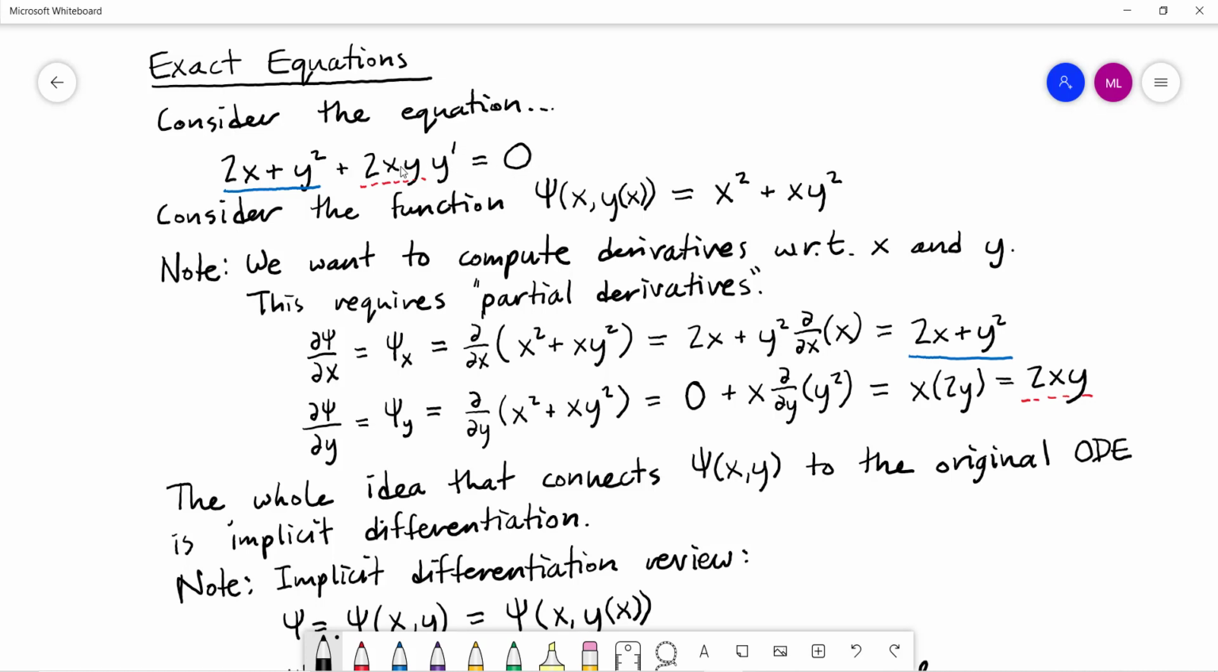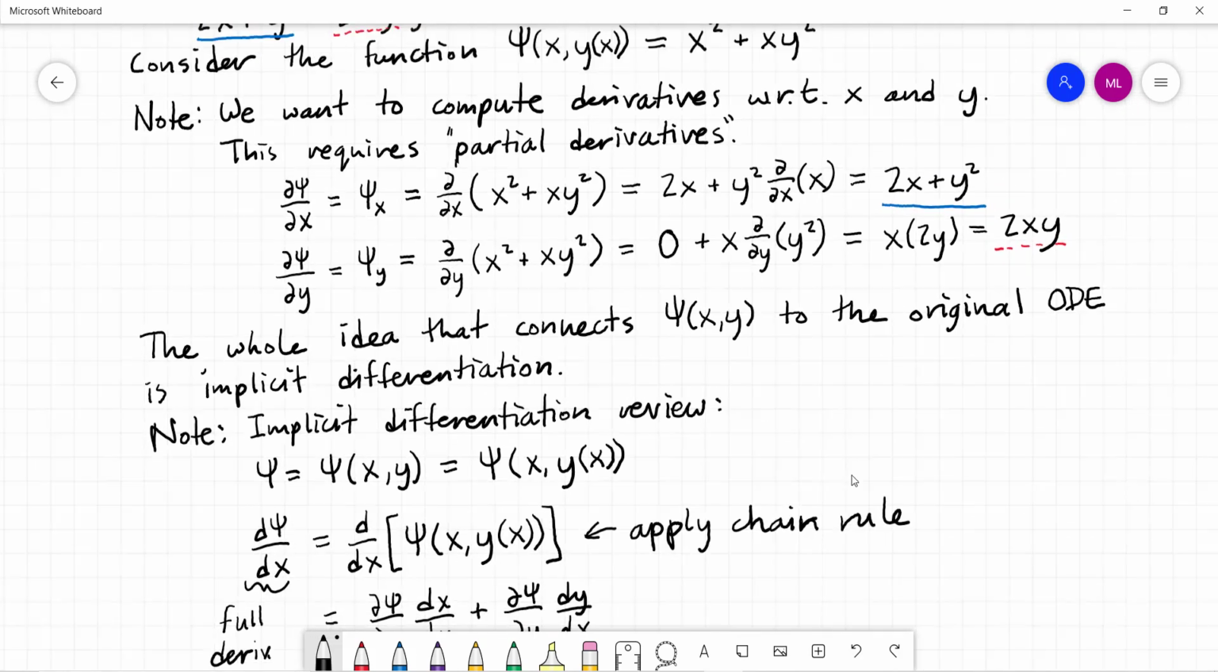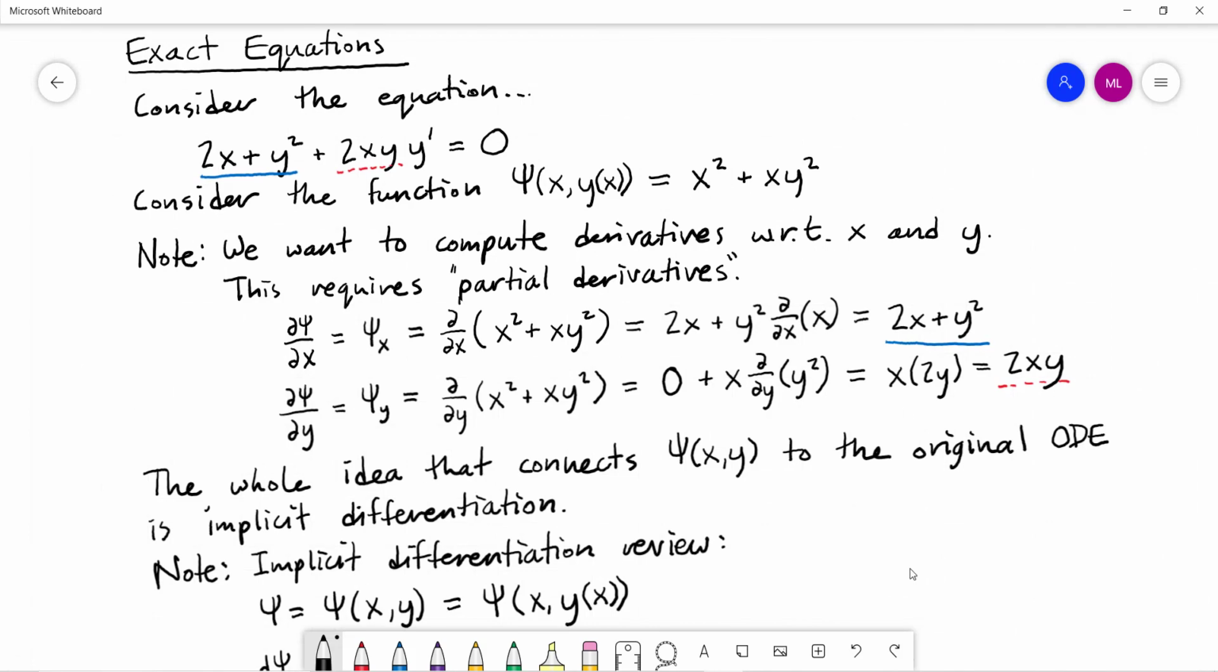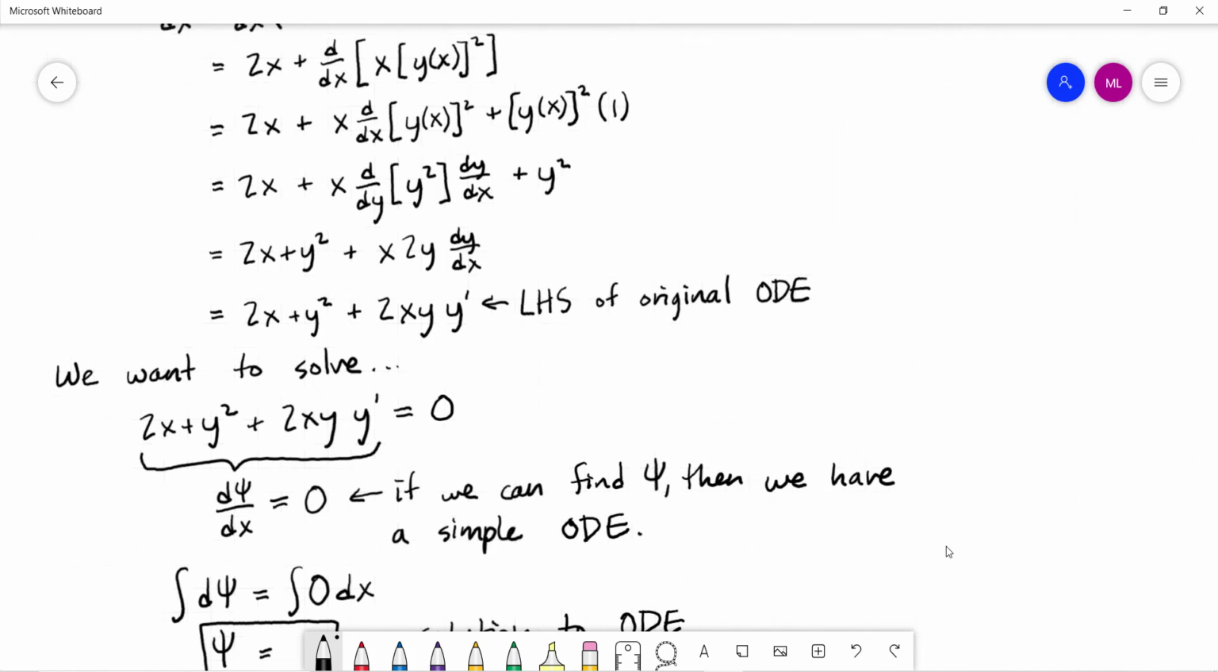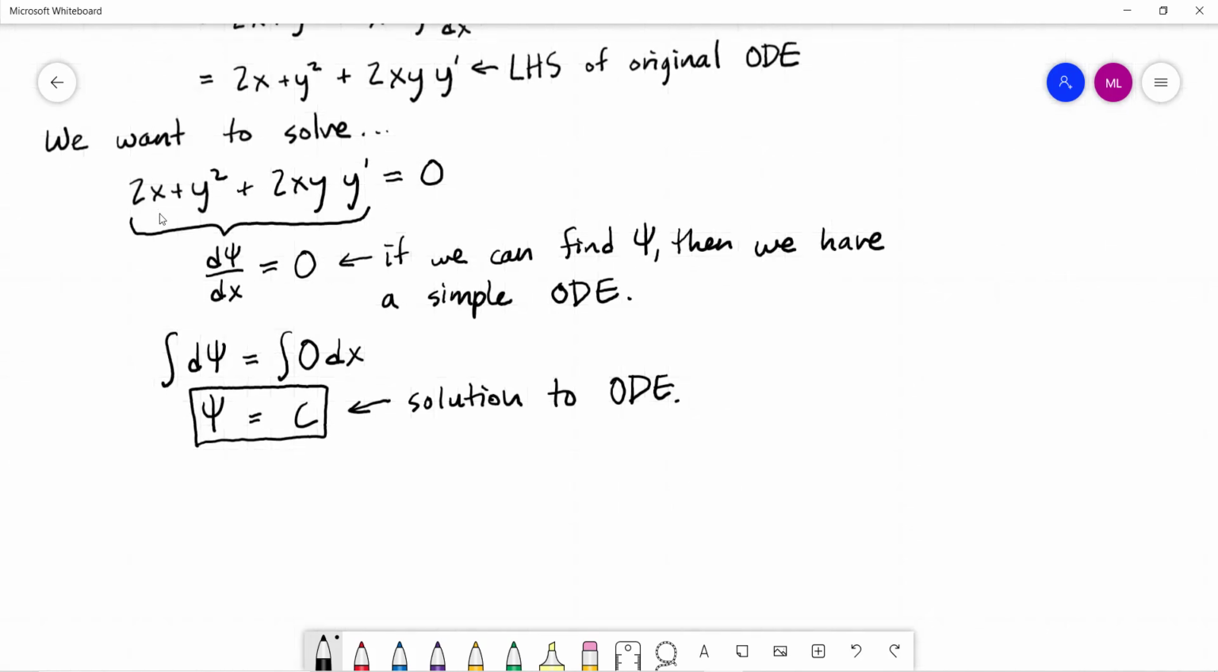And our goal is to see if we can figure out a function psi where, when I take the full derivative of psi, the full implicit derivative, when we implicitly differentiate psi, we wind up with the left-hand side here. And if we can find such a psi, and in this case it was just given to us, we'll talk about how to find it in a minute, then the solution to the differential equation, after all is said and done, once we can find that psi, tells us that the left-hand side really just looks like d psi dx equals 0.